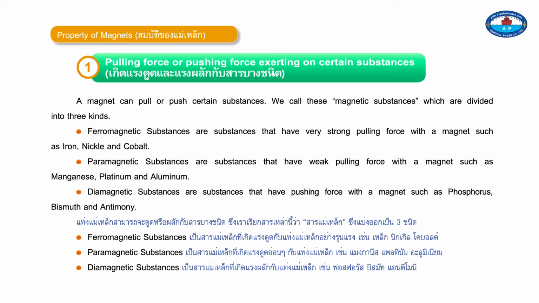Paramagnetic substances are substances that have weak pulling force with a magnet, such as manganese, platinum, and aluminum. Diamagnetic substances are substances that have pushing force with a magnet, such as phosphorus, bismuth, and antimony.